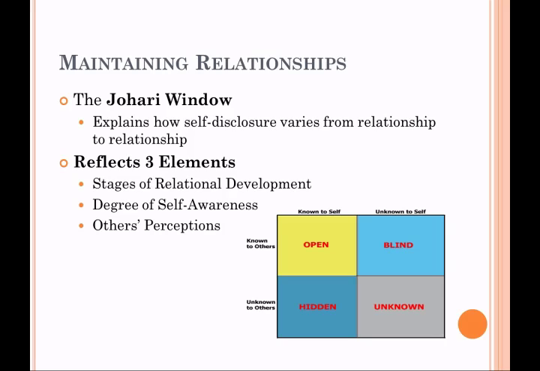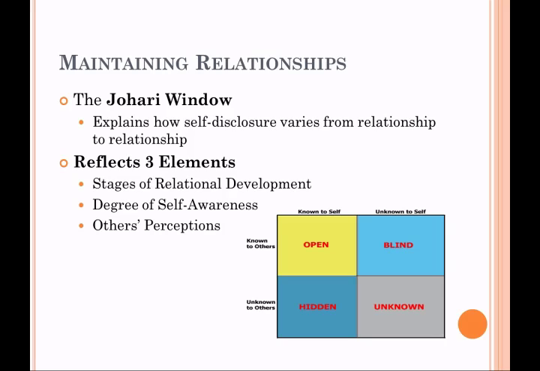The blind quadrant in the top right is information that is unknown to the self, but it's known to other people. So think about this in terms of sometimes people know things about ourselves that we don't really recognize right away. Maybe you're in a relationship and it's not the best relationship, but you don't realize it, but your friends do. So this is information that's not really known to yourself, or maybe you haven't admitted it yet, but other people do know. So you're kind of blind in that situation, blind to the information.